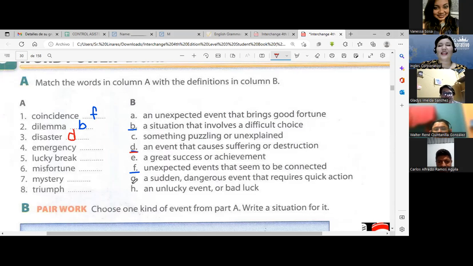What is an emergency? Letter G. A sudden dangerous event that requires quick action, right? This is an emergency. Letter G.